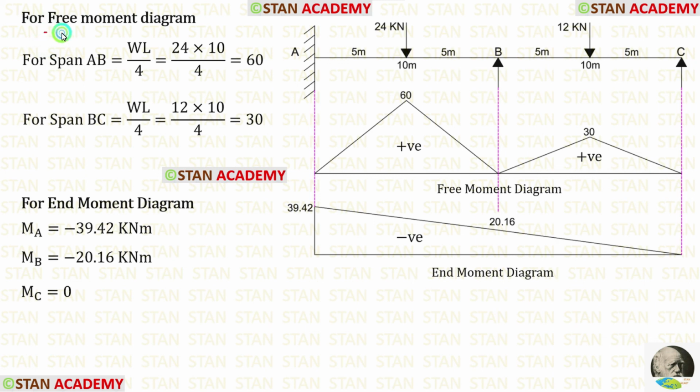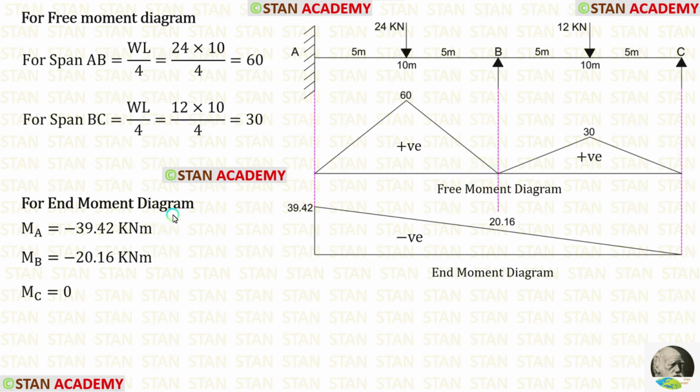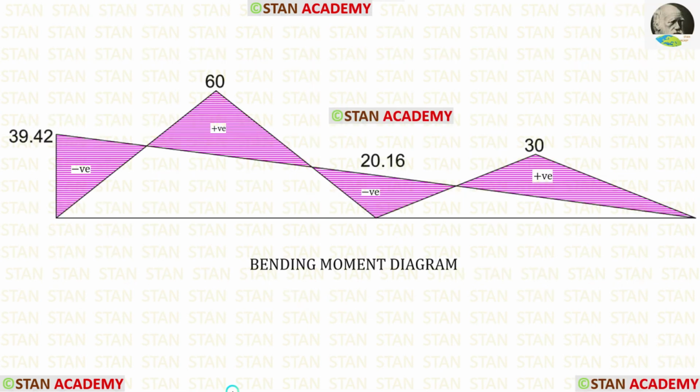Now, let us make the free moment diagram. For that, we have to assume every span as a separate simply supported beam. Then, we can use these formulas and draw these diagrams. Then, using the end moments, we can make end moment diagram. Then, we can combine both of the diagrams so that we will get the bending moment diagram.